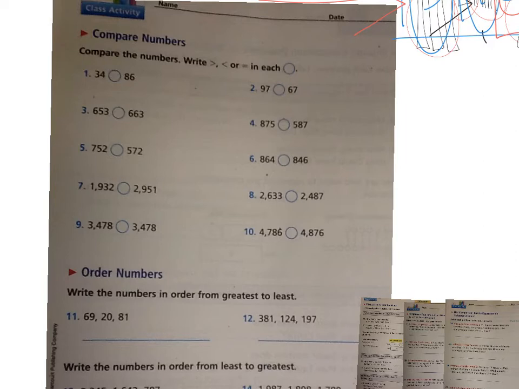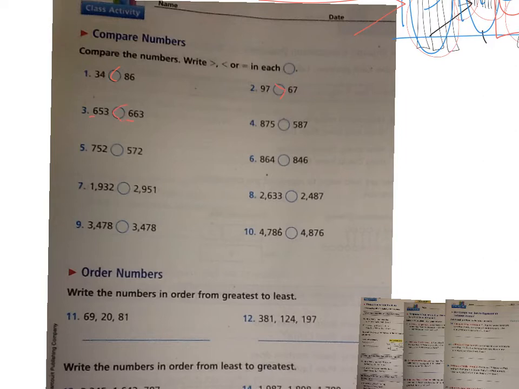You all should be able to look at 34 and know that 86 is bigger. You should be able to know 97 is bigger than 67. When numbers get a little bit bigger, you're going to see a 6 in the hundreds place in each. And then next is a 5 in the tens place and a 6 in the tens place. So that tells you this is the greater number.